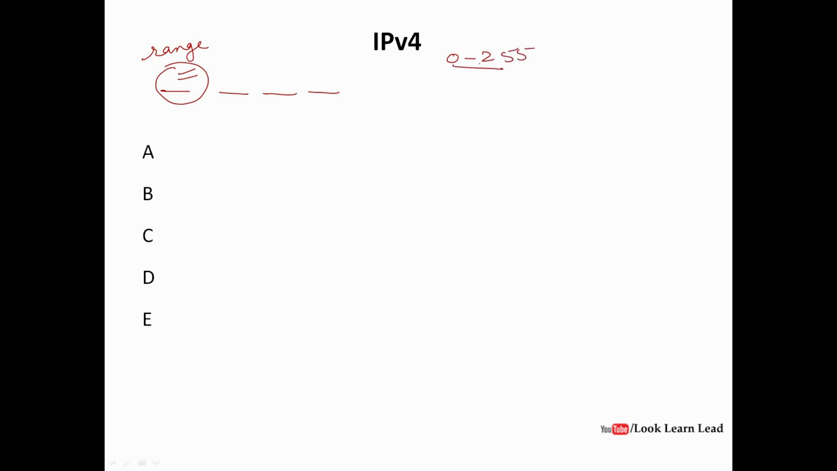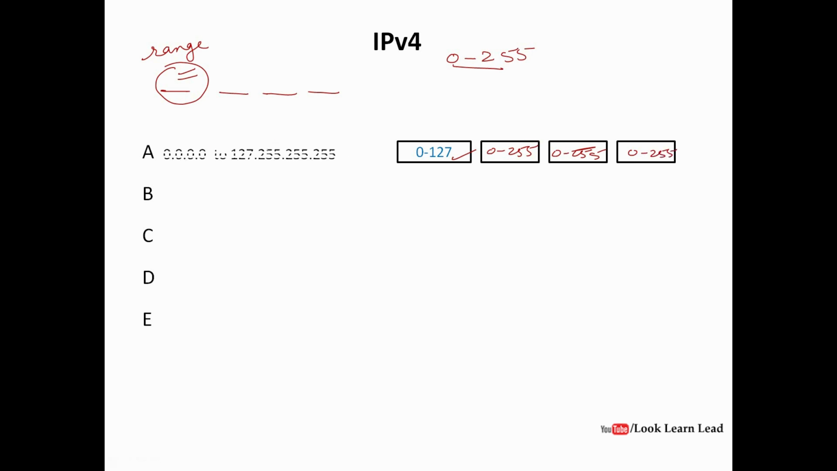Let's see the range of class A. For class A, the range of the first octet is 0 to 127. The other octets can be any value from 0 to 255. Sorry, I was saying 225 earlier; it is 0 to 255. So the range of class A is 0.0.0.0 to 127.255.255.255.